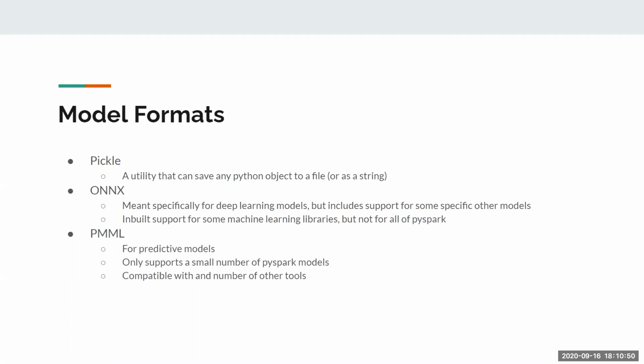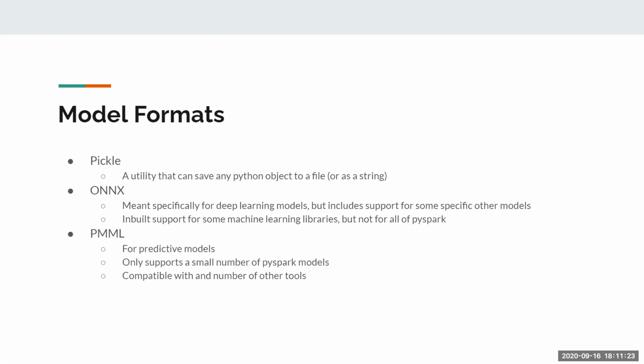ONNX is another format. It's meant specifically for deep learning models, neural networks. I forget the actual acronym, but essentially it's meant for neural networks. But it does support some other models via the processes that it can actually describe. It has inbuilt support for some machine learning libraries, but not for all of PySpark. Some PySpark models are indeed supported, but not all of them.